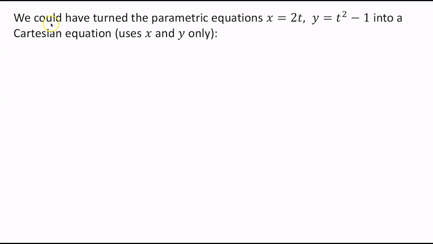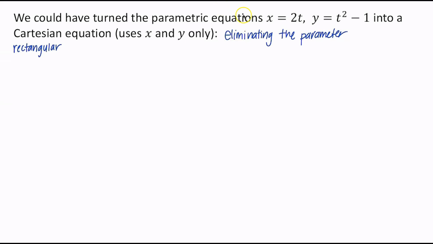In this example, we could have turned the parametric equations x equals 2t and y equals t squared minus 1 into a Cartesian equation. A Cartesian equation uses x and y's only. So basically, this is called eliminating the parameter. And another way to say Cartesian equation is sometimes rectangular equation. All right, so let's go ahead and work through this process.